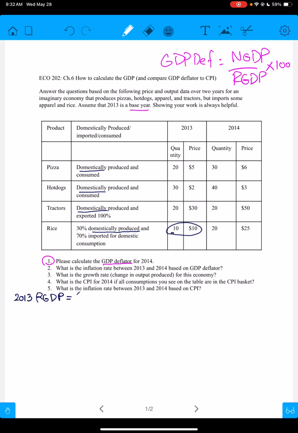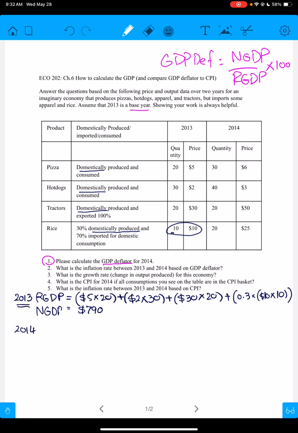So price times quantity. For the pizza, price is $5 and the quantity is 20. For hot dogs, price is $2 and the quantity is 30. For tractors, price is $30 and the quantity is 20. And for rice, only 30% will be calculated of the price of 10, quantity of 10. So when you multiply all this together, that will be the value of $790. This is also the nominal GDP since it is a base year.